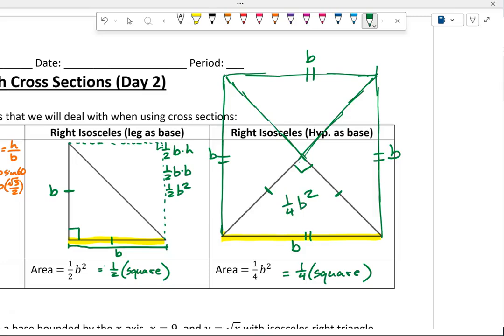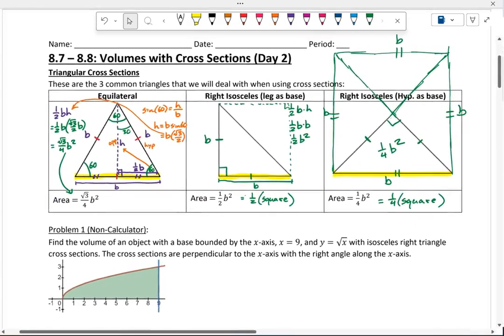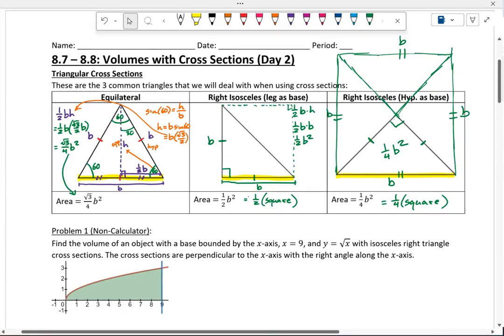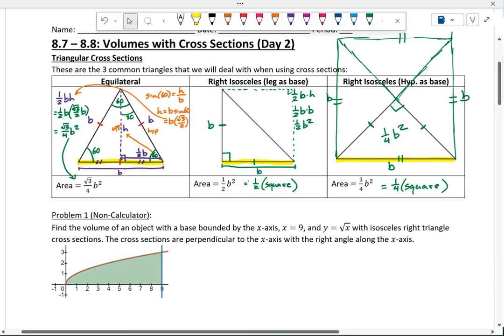So the equilateral triangle on this one is the one that's a little bit more tricky to get the equation from. These ones are just half of a square and a fourth of a square. All right? Any questions? Nope. All right. I'm going to try problem number 2. It's non-calculator. So problem number 2. Why did I say 2?